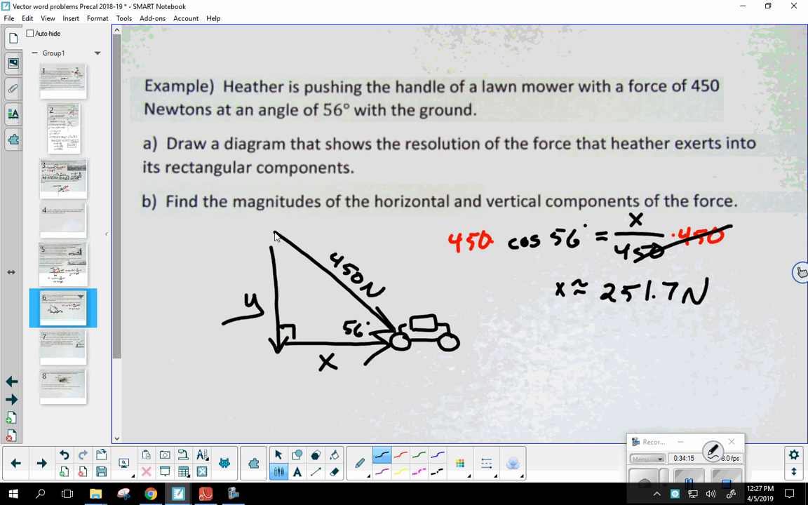Okay. What can I use to find y? Okay. So I would say sine 56 degrees is equal to the opposite over the hypotenuse, where once again, 450, 450. Those are going to cancel.